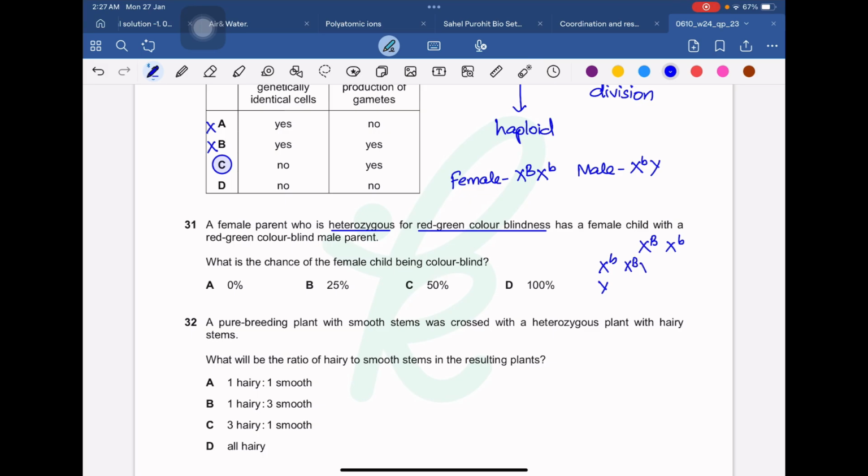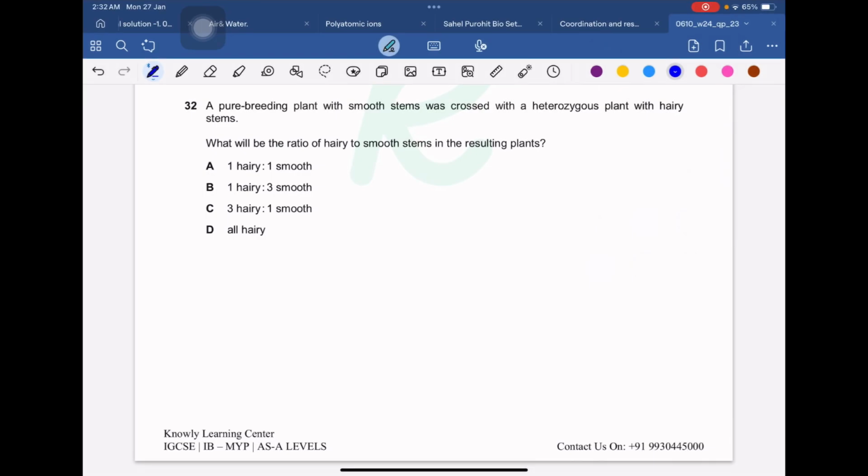The results obtained will be something like this. In this case, we can see that 50% of the females can be colorblind, which is X small b, X small b. So that's why the answer for this will be C, that there is a 50% chance of the female child being colorblind. Let us move on to question number 32.